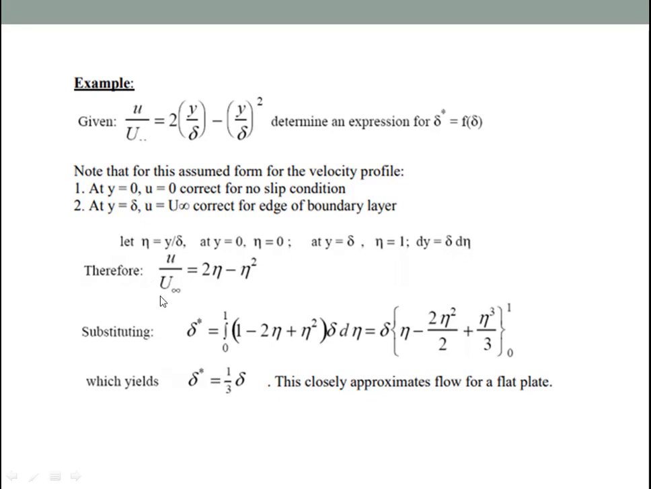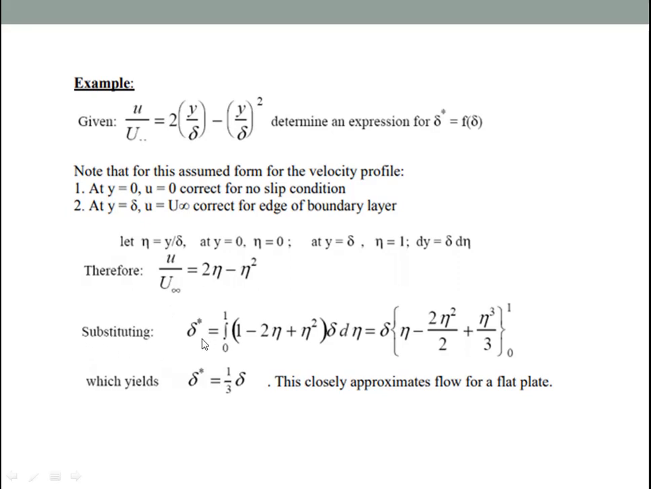Therefore u upon u infinity, this equation becomes 2 into eta minus y by delta, which is eta, so eta square. 2 eta minus eta square is the given equation. We are modifying this given equation in terms of eta.